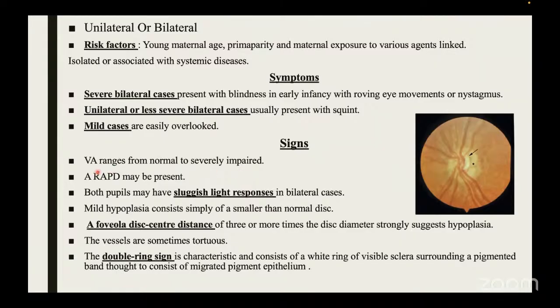Signs: visual acuity ranges from normal to severely impaired, RAPD, sluggishly reactive pupils, and a fovea to disc center distance of 3 or more times the disc diameter strongly suggests hypoplasia. The vessels are sometimes tortuous, and the double ring sign is shown here. You can see this is the disc, and around it there is atrophy. So that is called the double ring sign.